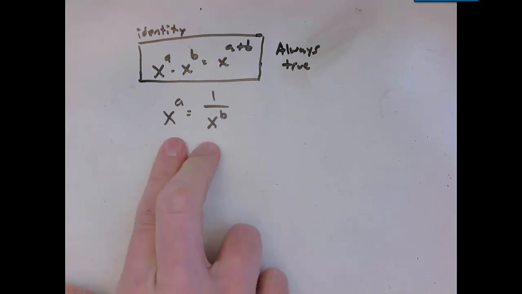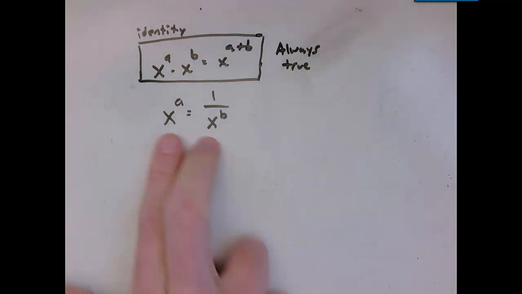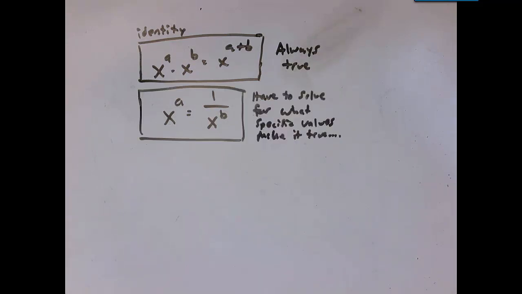And so the process of solving an equation is figuring out what values actually make the two sides equal, what values actually make the equation true. So that's the contrast. Identities are always true. Other equations are not always true. It depends on what numbers you plug in, and so you can solve to figure out what values make them true.